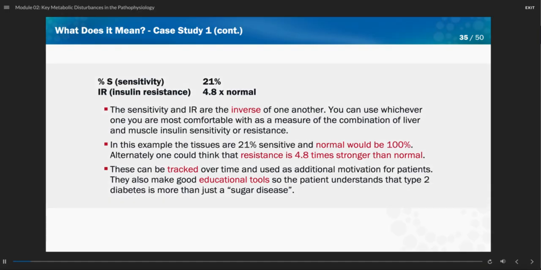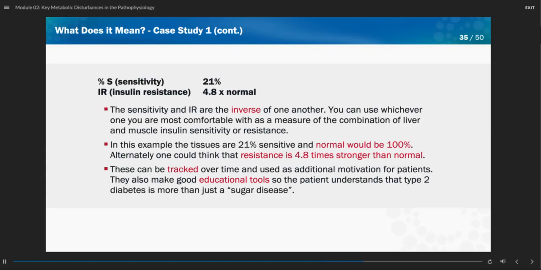What about the percent sensitivity? 21%, the IR comes out at about 4.8 times normal. The sensitivity and IR are the inverse of one another. You can use whichever one you are most comfortable with as a measure of the combination of liver and muscle insulin sensitivity or resistance. In this example, the tissues are 21% sensitive. Normal would be 100%. Alternately, you can think that the resistance is 4.8 times stronger than normal.